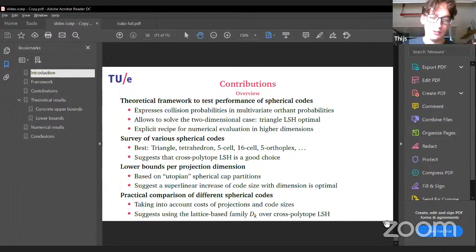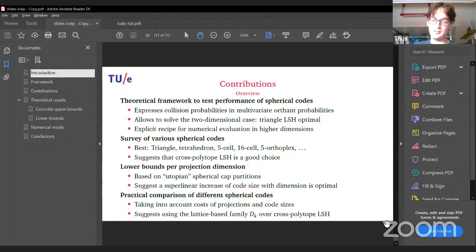For high-dimensional codes, you can still do numerics. This paper does give a recipe for how you can compute the performance, but you don't get an analytic expression. You just have to compute some integrals, and you can do that numerically. Then you can still compare them and figure out that in certain dimensions, usually the orthoplices or the simplices are the best. So it still gives you some idea of what you should be doing.